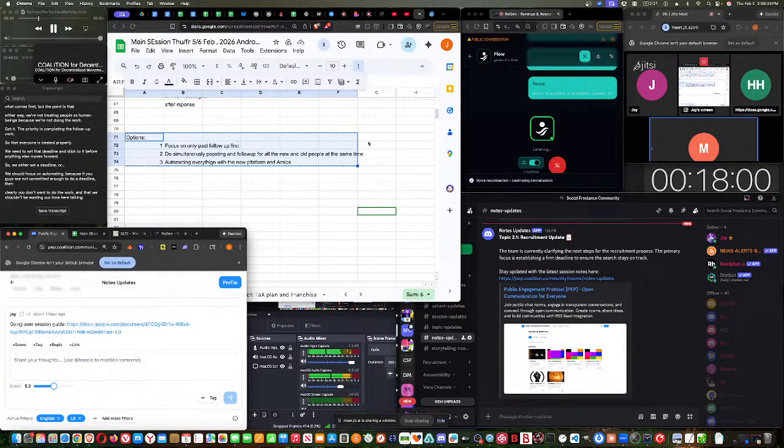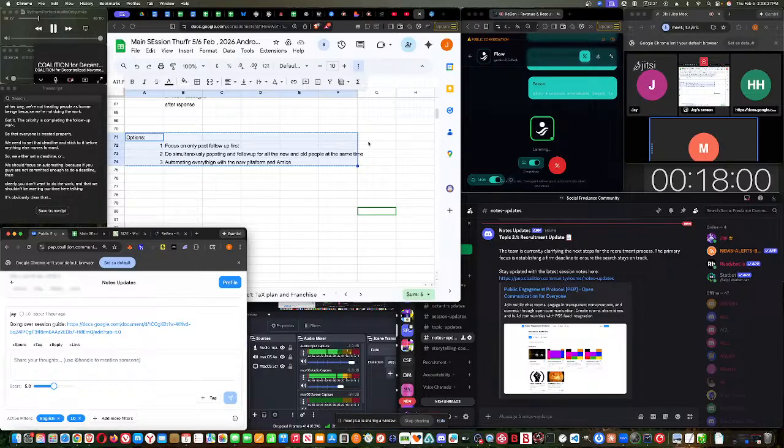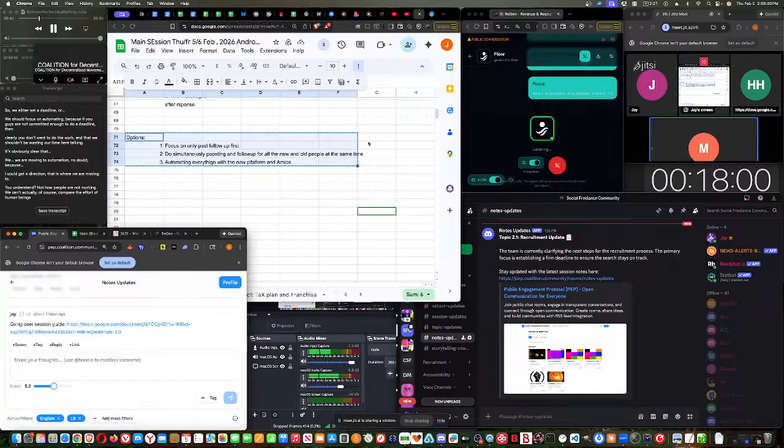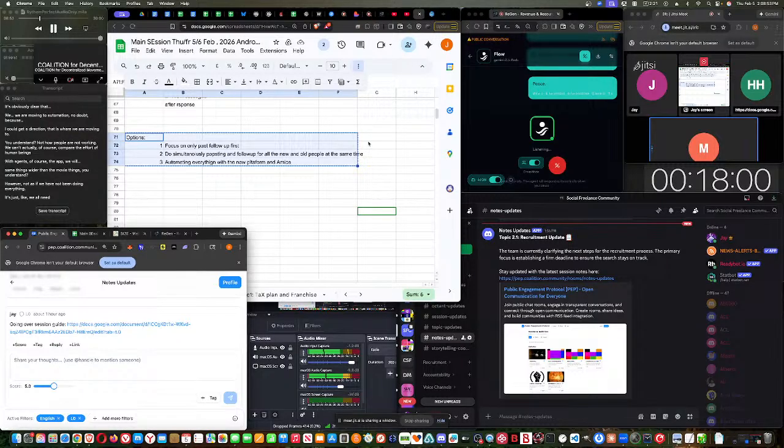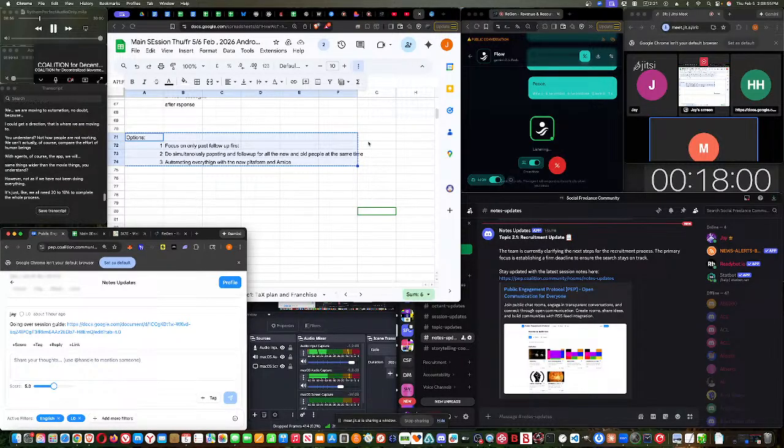It's obviously clear that we are moving to automation, no doubt, because I could get the direction. That is where we are moving to. You understand? Not as if we are not working. We can actually, of course, compare the effort of human beings with agents. Of course, they have a way of saying things wider than the way we say things. You understand? But however, not as if we have not been doing anything. It's just like we only need 10 to 20% to complete the whole process.